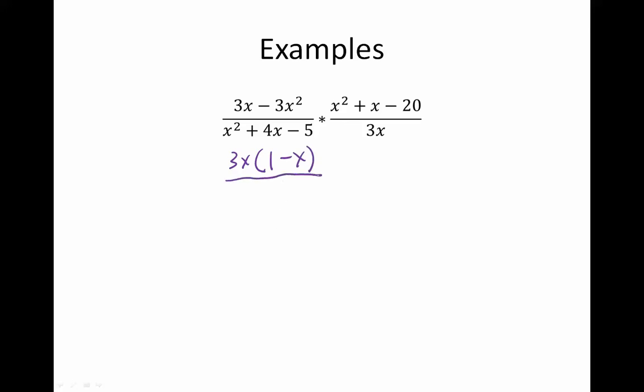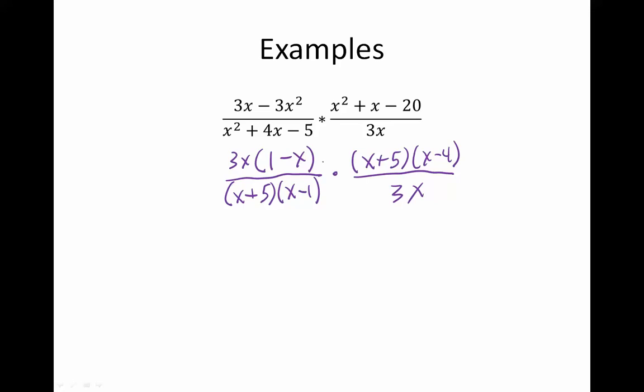And then in the denominator here, I got x plus 5 and x minus 1, right? That's going to be a negative 5 and adds to be positive 4. And that's times x squared plus x minus 20. So that's going to be an x plus 5 and an x minus 4. And then at the bottom here we have 3x. Okay, so I factored everything.